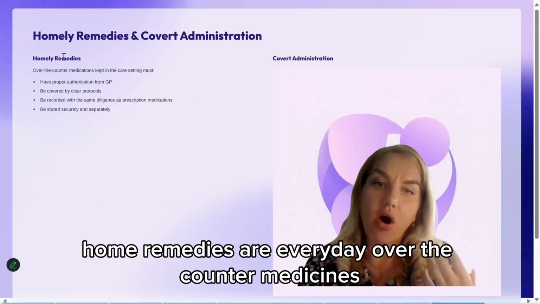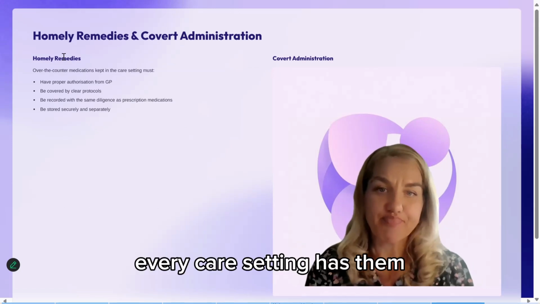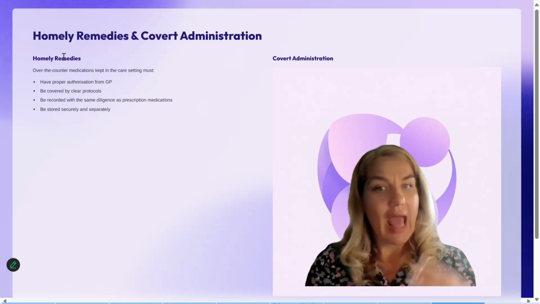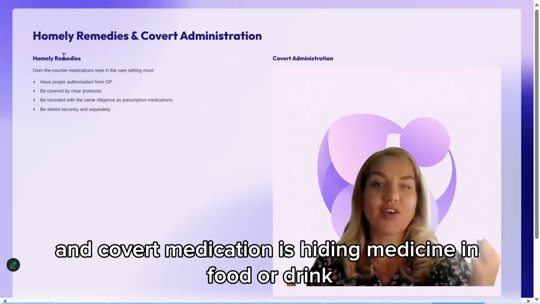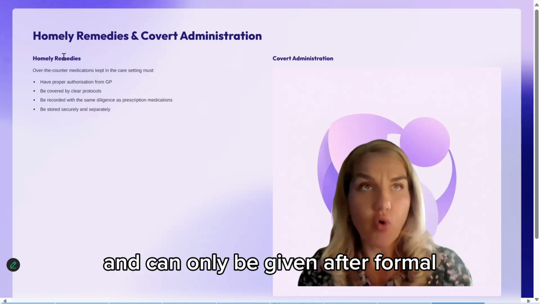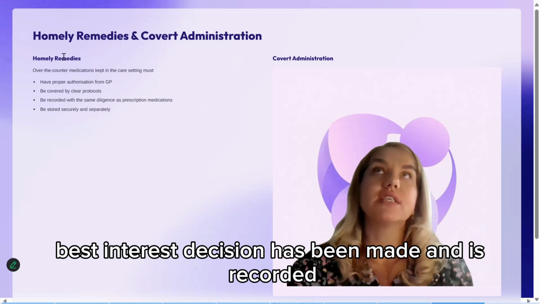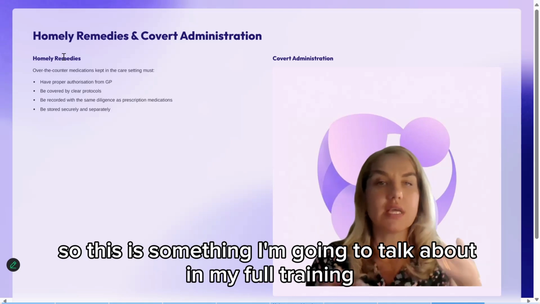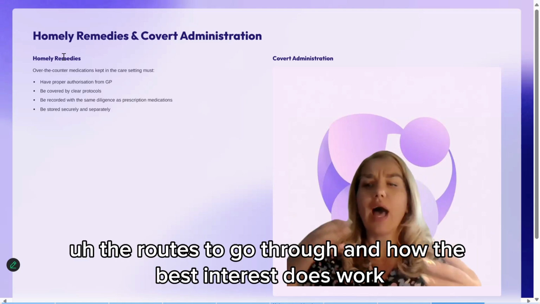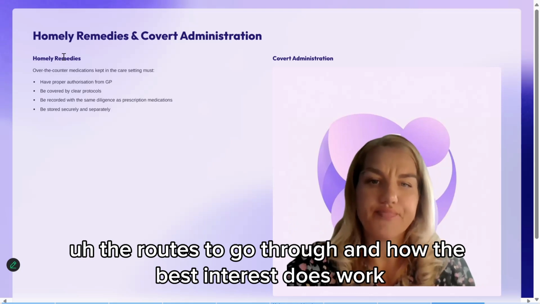Homely remedies are everyday over-the-counter medicines. Every care setting has them, but they still need proper authorization and recording. And covert medication is hidden medicine in food or drink and can only be given after a formal best interest decision has been made and recorded. This is something I'm going to talk about in my full training, the routes to go through and how the best interest process works.